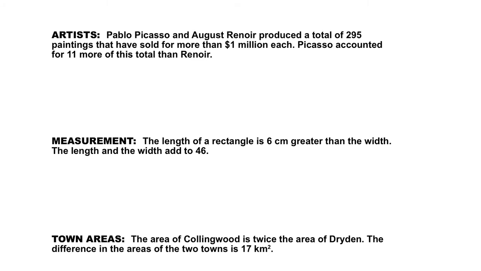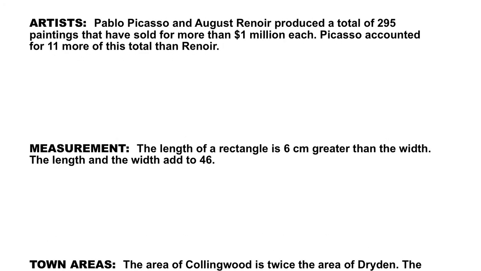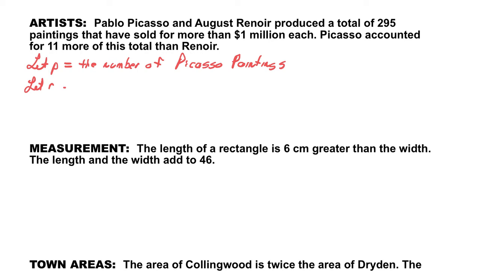Typically, each sentence will contain an equation. You can define your variables first, or you can create your equations first. It's up to you and how your brain works. So going in order, I'm going to say let P represent or equal the number of Picasso paintings. It's important to define your variables carefully. And I'm going to let R, lowercase r, represent or equal the number of Renoir paintings.